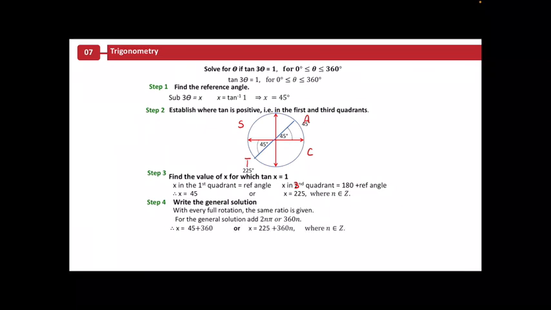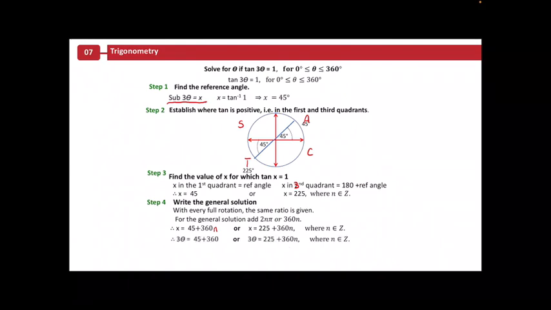In our case, our general solution for x is 45 plus 360 times n, or x is equal to 225 plus 360n. These are the two general solutions which will give the angle that creates a tan value of positive 1. Okay, so we find our general solutions in terms of x, but remember what you're trying to find. We're trying to solve for theta. So here, we substitute in 3 theta for x.